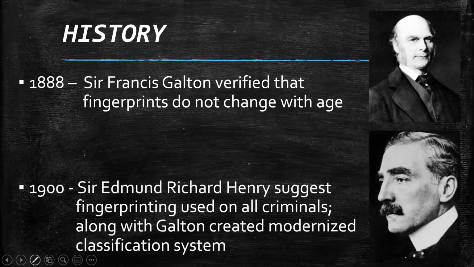And then in 1900, Sir Edmund Richard Henry, who was working closely with Galton, actually suggested using fingerprinting for criminal identification. So he began to request fingerprints for criminals, and they created a modernized classification system of fingerprints.